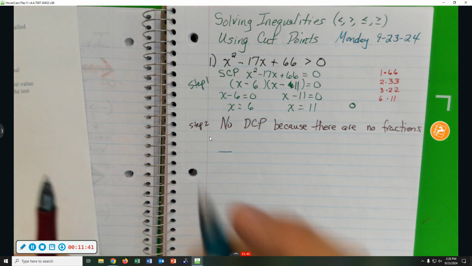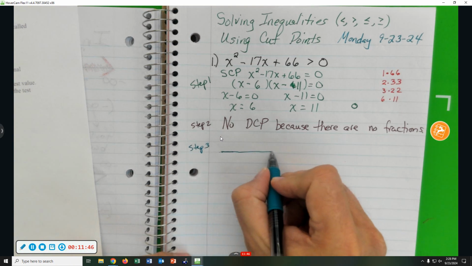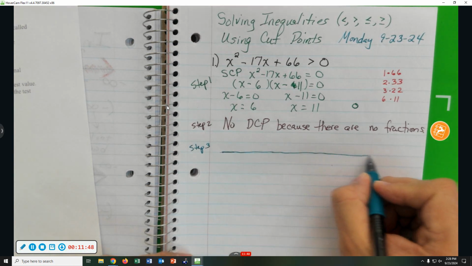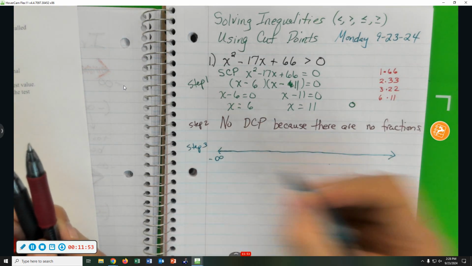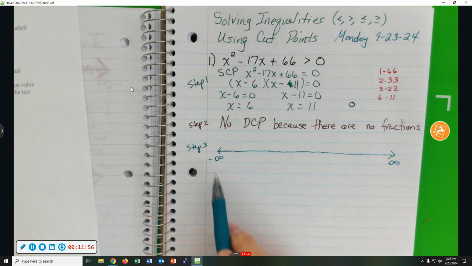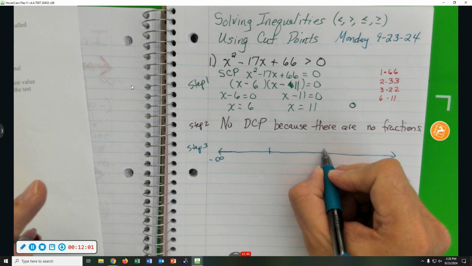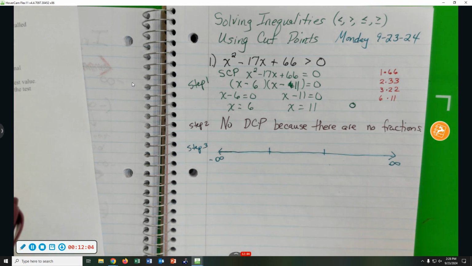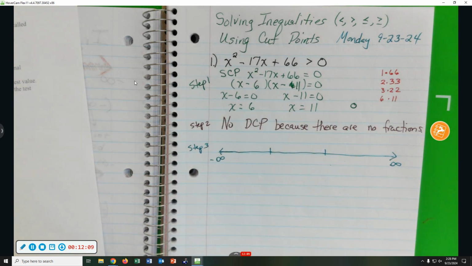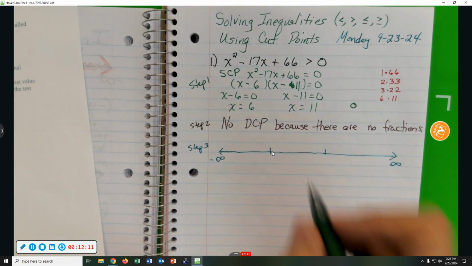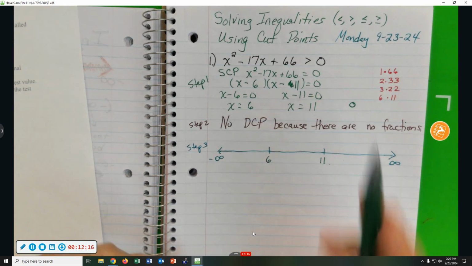Now, step 3, we draw a number line and label those cut points. Make sure you put those numbers in numerical order. I'm even going to label the arrows as negative infinity and infinity. So the only numbers I'm labeling on here are the cut points. We have 2 solution cut points. Which one's going to go first? 6. The 6 goes first. Remember, it goes small to big. And open circle.